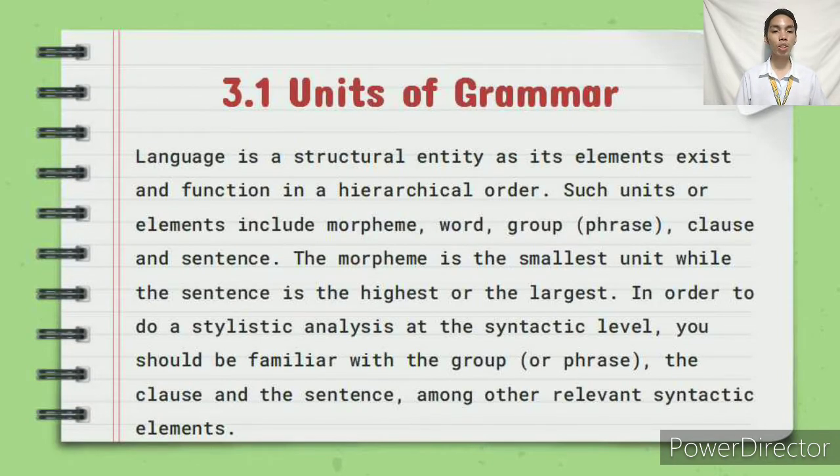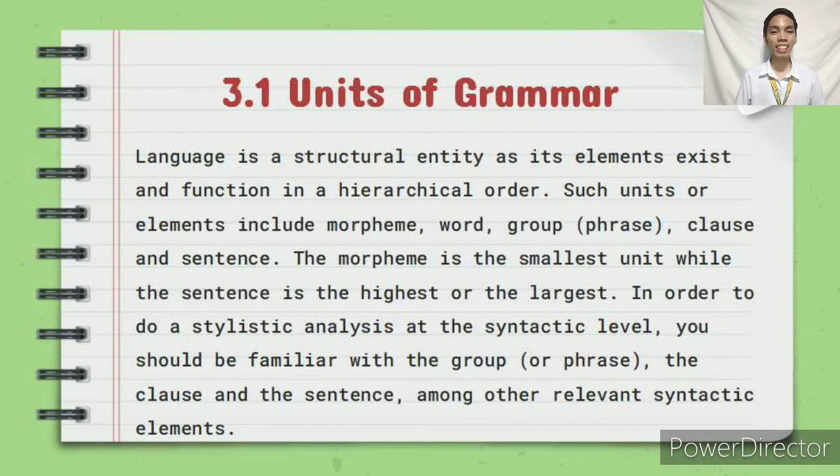First, we have units of grammar. So language is a structural entity as its elements exist and function in a hierarchical order. Such units or elements include morpheme, word, group or phrase, clause, and sentence. The morpheme is the smallest unit while the sentence is the highest or the largest. In order to do stylistic analysis at the syntactic level, you should be familiar with the group or phrase, the clause, and the sentence, among other relevant syntactic elements.